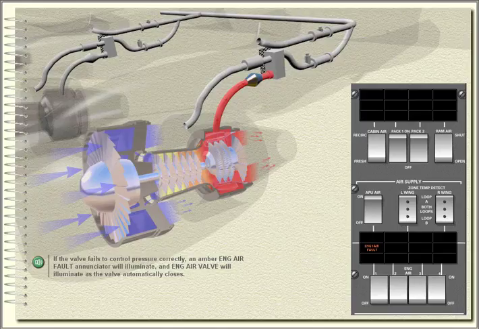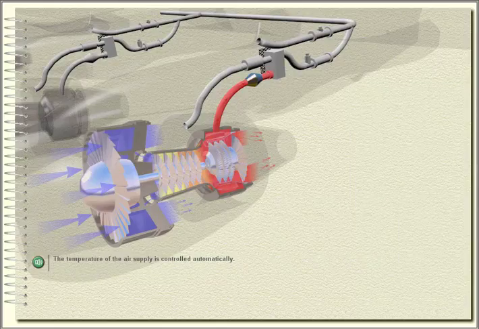If the valve fails to control pressure correctly, an amber engine air fault annunciator will illuminate, and the engine air valve annunciator will illuminate as the valve automatically closes. The temperature of the air supply is controlled automatically.